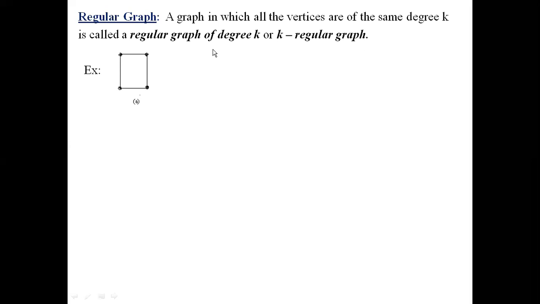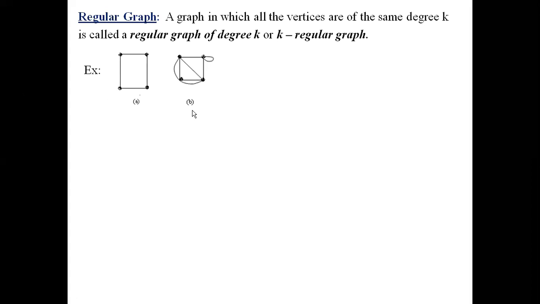Example, suppose I consider a square which has 4 vertices here. Observe that degree of every vertex is equal to 2. Degree of every vertex is 2 because 2 edges are incident on every vertex here.